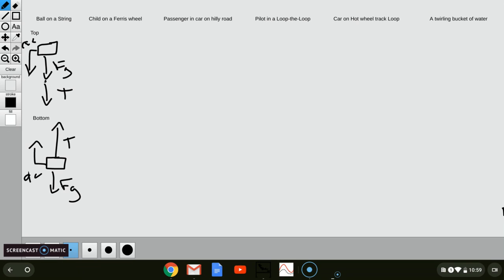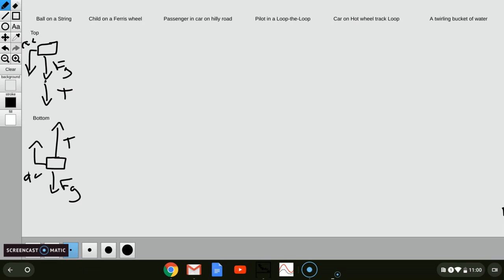All right. So either come up with a theory or swing the ball around. Do that now. Hit pause and figure out which one is going to be the bigger tension. All right, so the answer is it will always be a greater tension at the bottom of the circle.